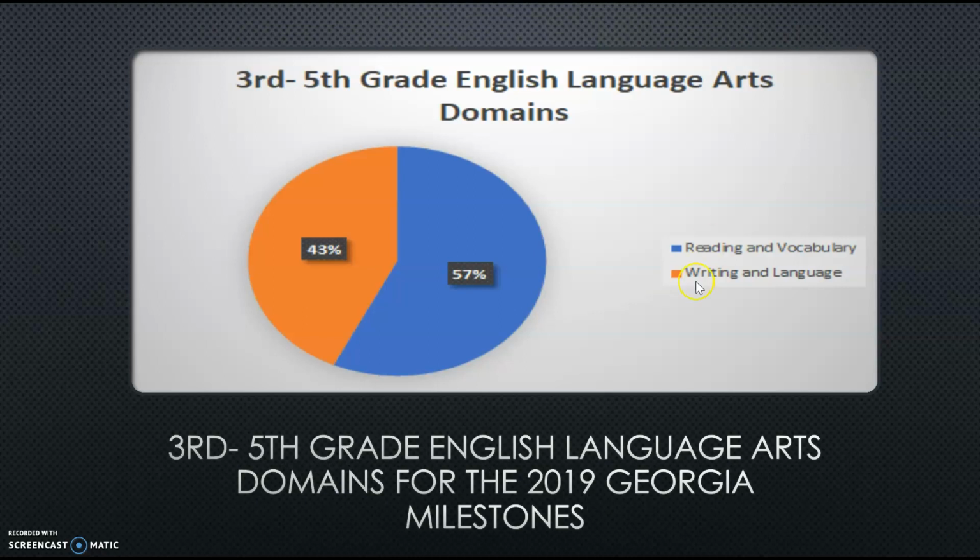The English Language Arts section of the Georgia Milestones represents two major domains of reading and vocabulary and writing and language. Reading and vocabulary encompass 57% of the test, while writing and language accounts for 43%. This is for 3rd, 4th, and 5th grade for the 2019 test.